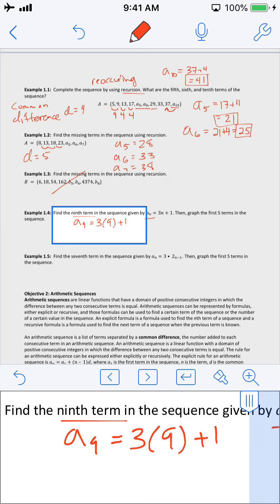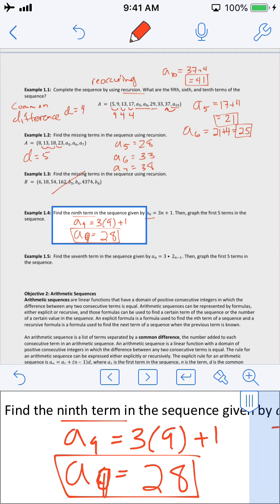And then I will get my 9th term. So this is basically just finding a solution given part of the solution. We're basically back in 3.1. 27, 28. 28 is the 9th term.